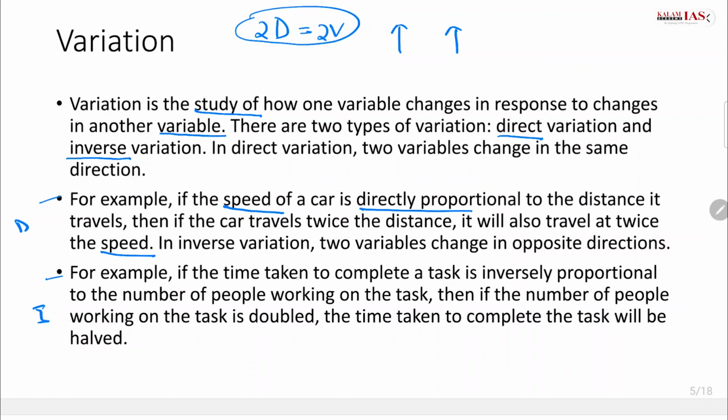Let's see another example. If the time taken to complete a task is inversely proportional to the number of people working on the task, then as the number of people increases, the time taken to complete that task will decrease. This is an example of indirect or inverse variation.